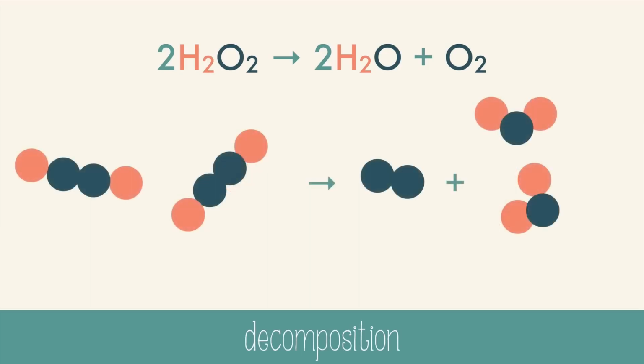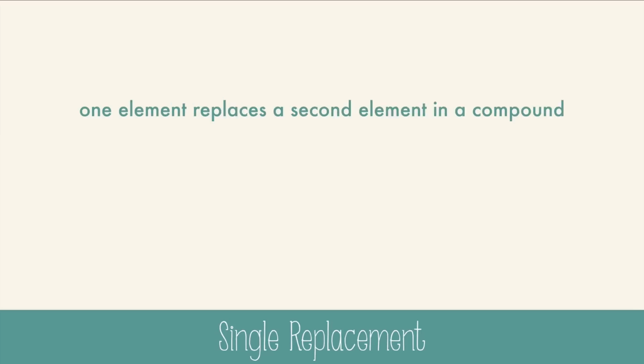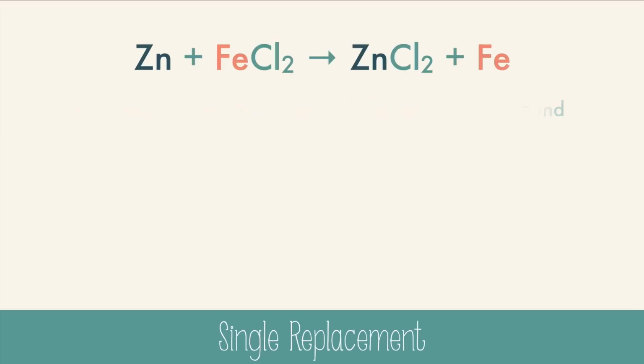So we have the equation, a drawing, and now a simple formula for decomposition. AB yields A plus B. The resulting compounds are smaller and simpler than the starting compound. Let's look at the next type of reaction. Single replacement. In this reaction, one element replaces a second element in a compound. We'll use the example of zinc reacting with iron chloride to make zinc chloride and elemental iron.